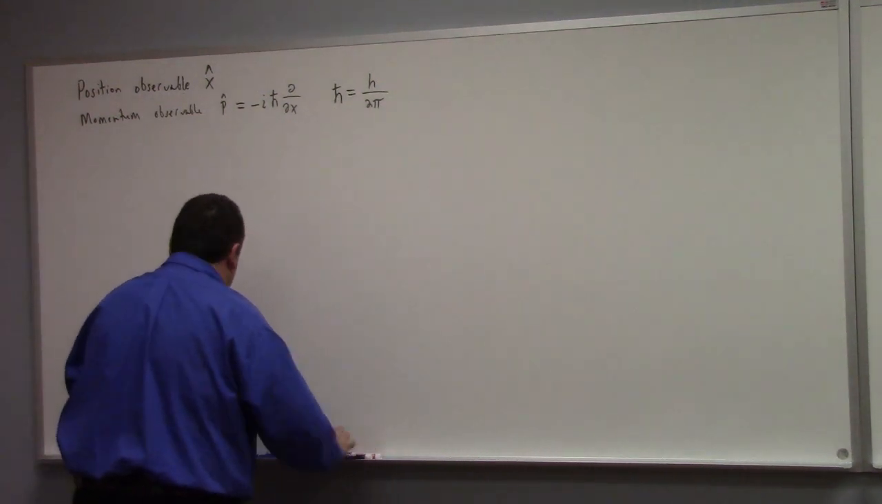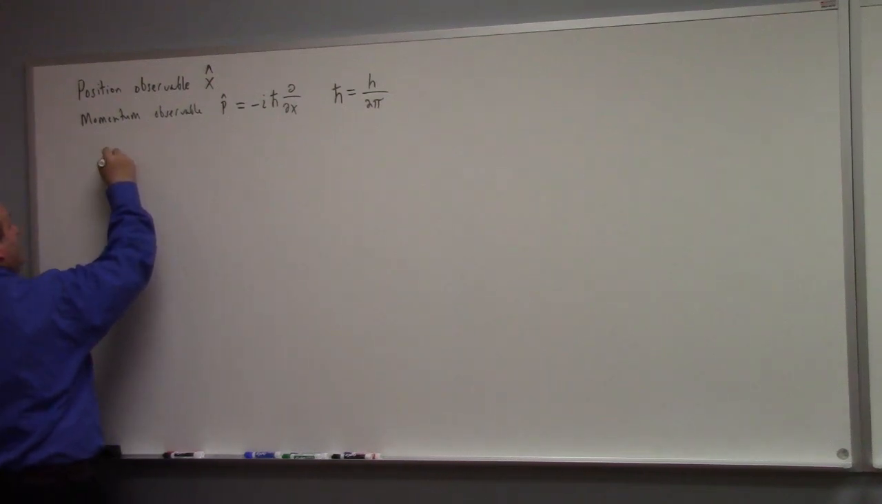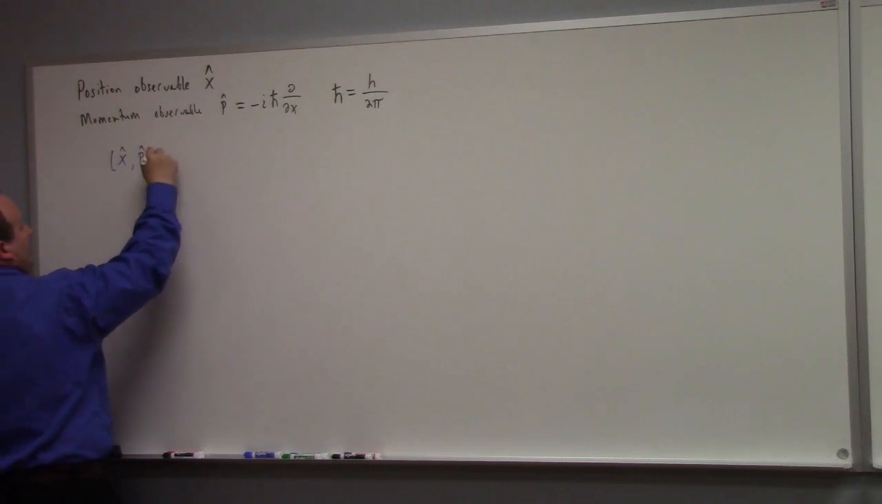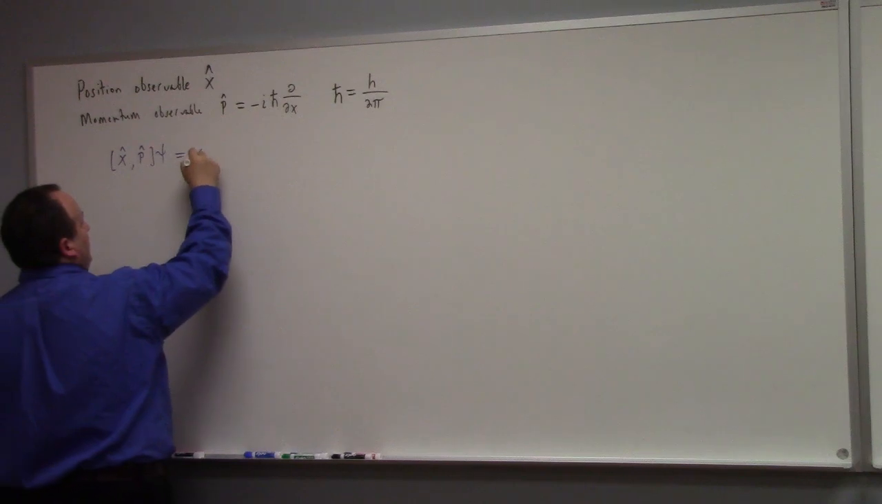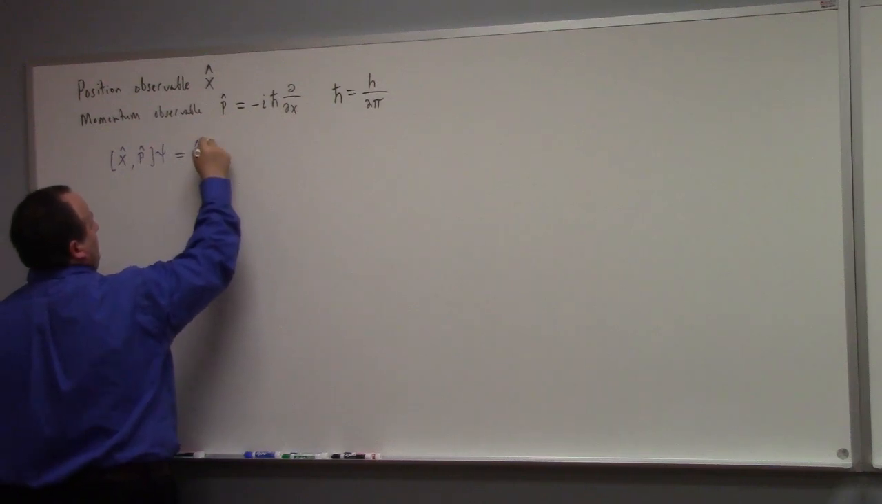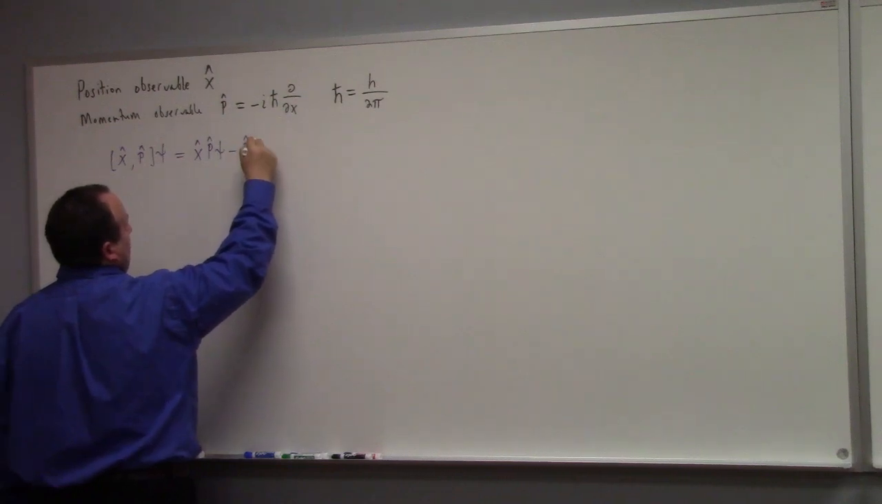So the interesting thing, of course, is to calculate the commutator of x hat and the momentum acting on, let's say, a wave function. And so by definition, that is x hat p hat psi minus p hat x hat psi.